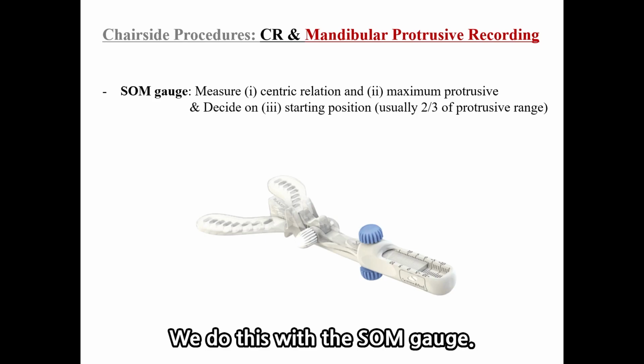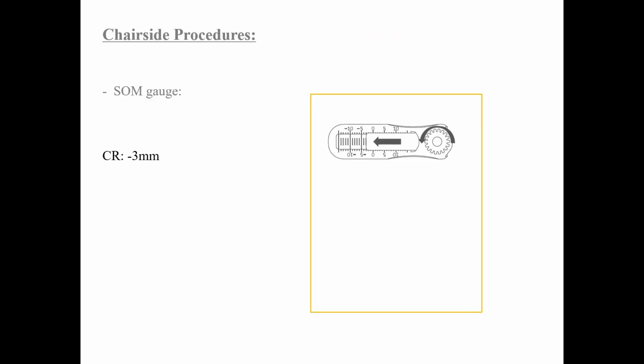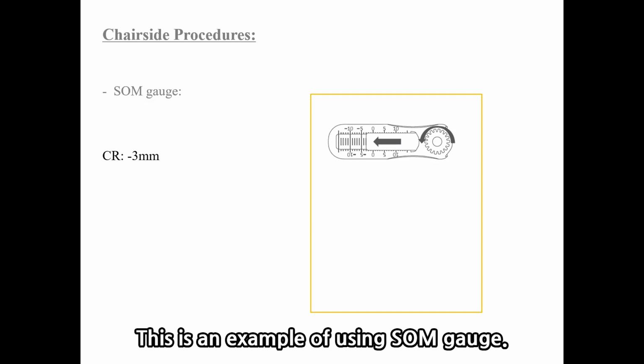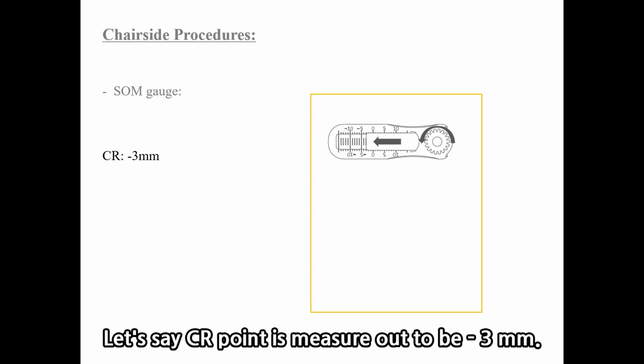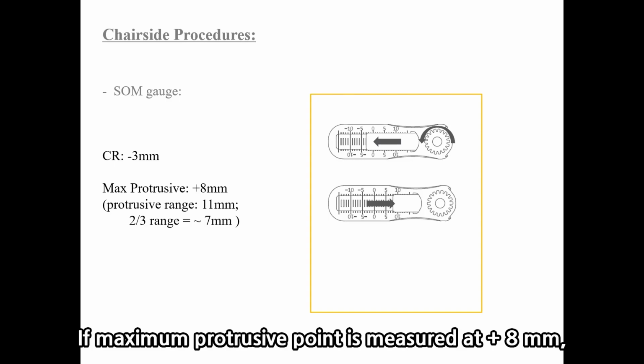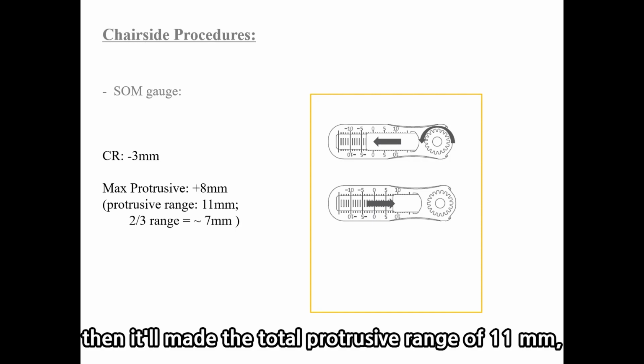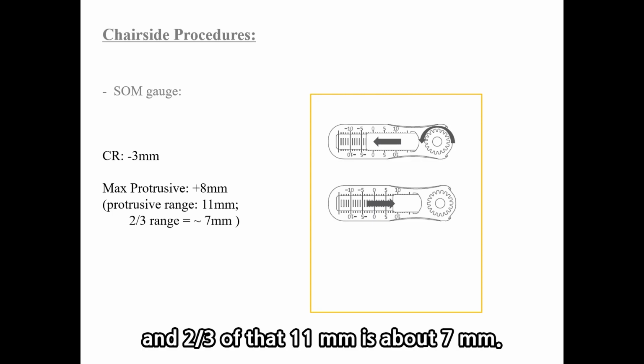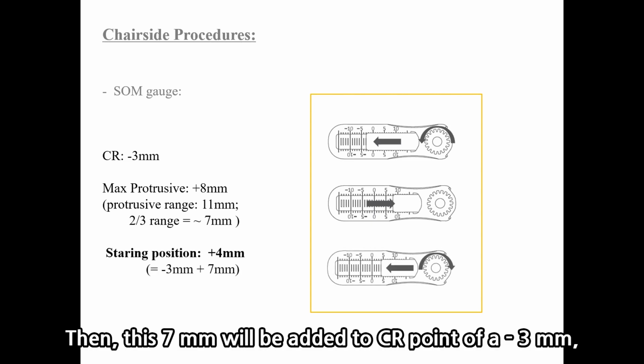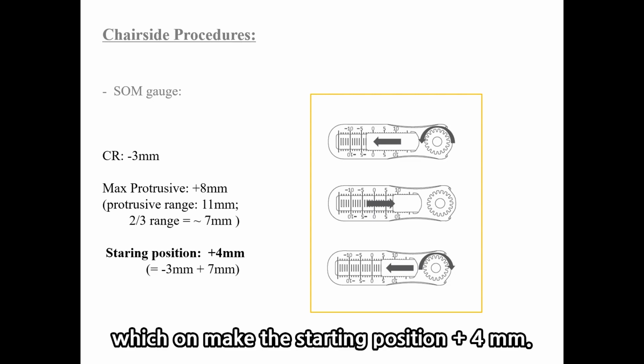We do this with a Seong gauge. This is an example of using the Seong gauge. Let's say the CR point is measured to be -3 millimeters. If the maximum protrusive point is measured at +8 millimeters, then it'll make the total protrusive range of 11 millimeters. And 2/3 of that 11 millimeters is about 7 millimeters. Then this 7 millimeters will be added to the CR point of -3 millimeters, which will make the starting position +4 millimeters.